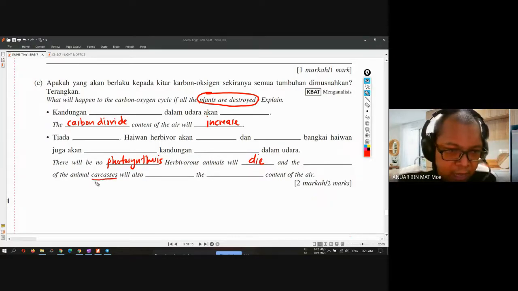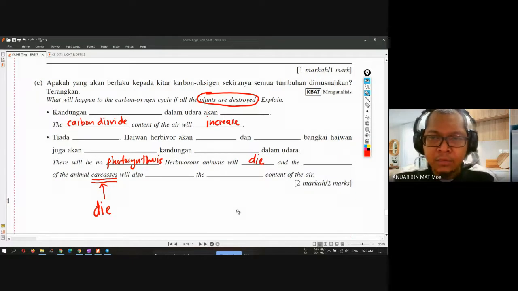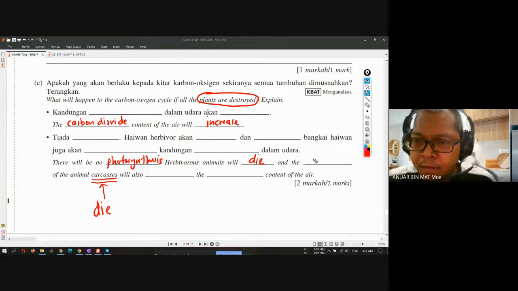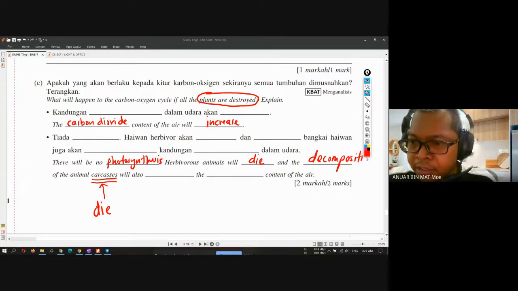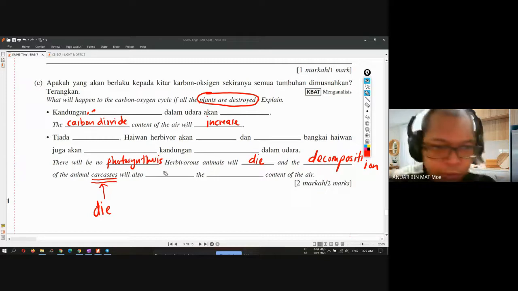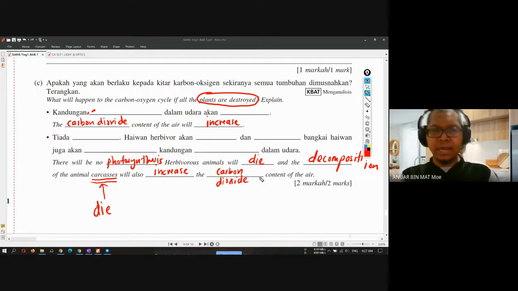And the animal carcass. What is a carcass, class? Carcass means what? A dead animal or a living animal? Animal carcass means an animal that has already died. Okay. Herbivorous animals will die, and what happens to the body of the animal when it dies? It will become, start from D. Decomposition. Yes, good. Decomposition of the animal carcass will also increase the carbon dioxide content of the air. So these are the answers.